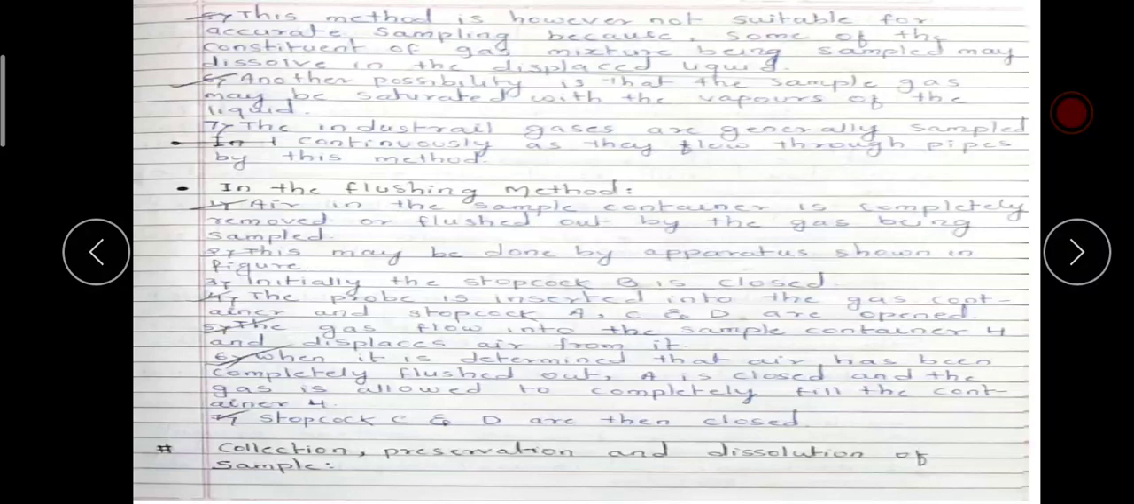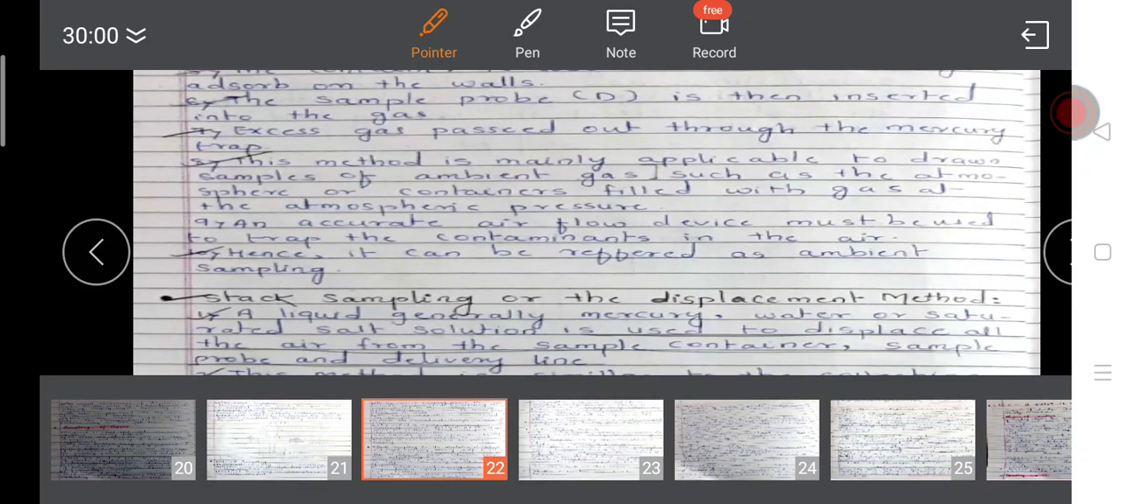The gas flow, you can see in this diagram. Here all these stopcocks have been shown, A, B, C and this one is D. This is a diagram that we have already drawn.